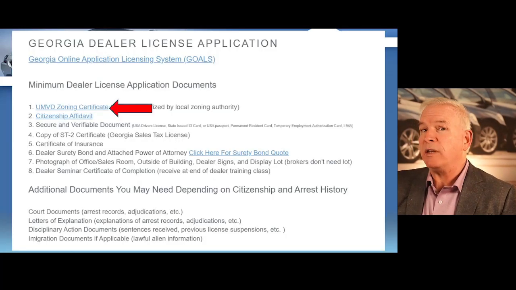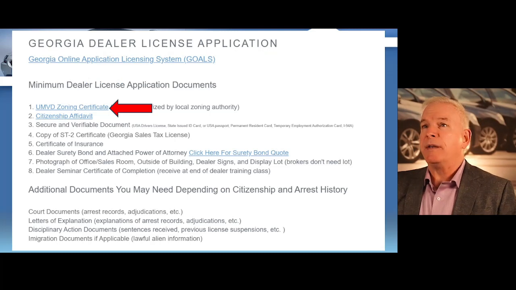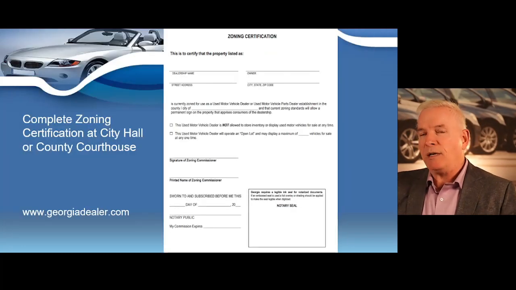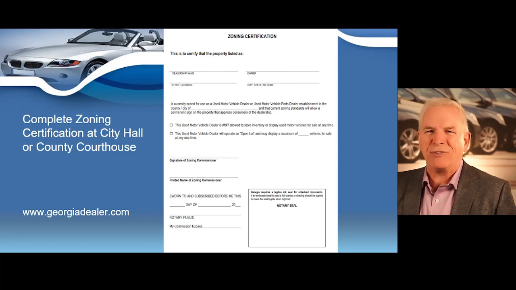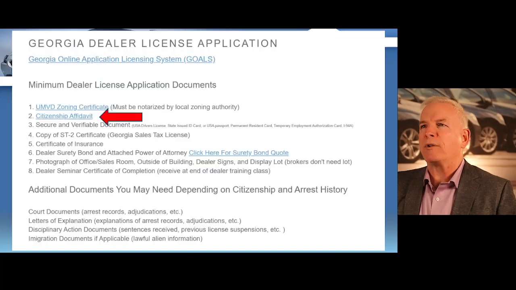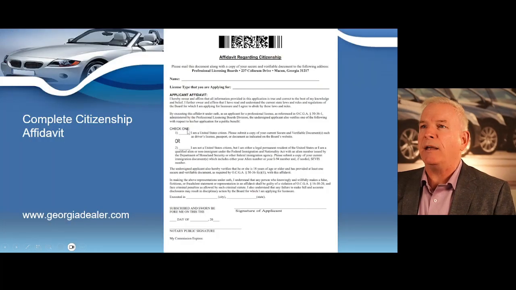And by the way, if you just need to download a couple of them, right there you can download your zoning certificate, and you will need to just run this into your city hall or county courthouse and have somebody at the city hall or courthouse sign it stating that your building meets local zoning requirements. A real quick step for you we'll cover in your class. You'll also need to submit a citizenship affidavit. So you'll either check that you're a United States citizen or you are legally here.